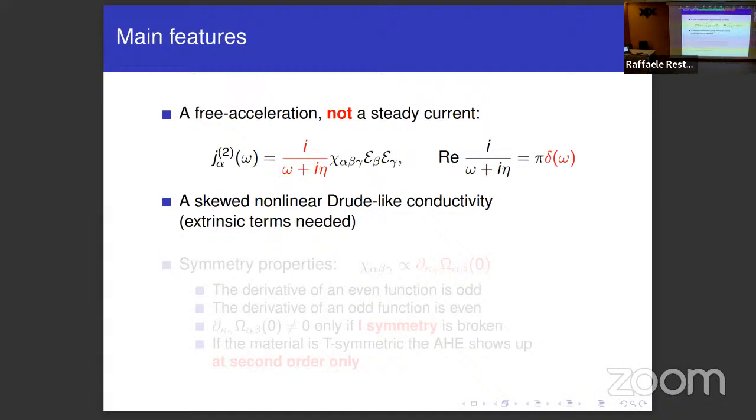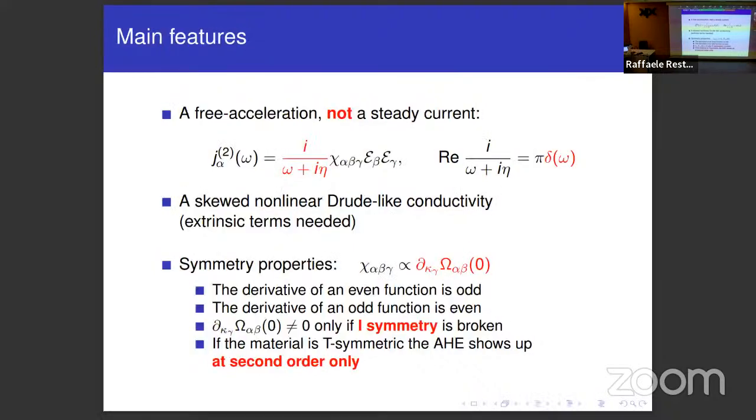The symmetry properties are very important. Remember that omega was, in time reversal symmetry, omega was odd, and in inversion symmetry was even. But when you take the derivative, the properties are swapped, because the derivative of an even function is odd, the derivative of an odd function is even. So in order to have this non-zero, you need to have inversion symmetry broken, not time reversal symmetry broken. And as I said at the beginning, the exciting feature is that if the material is time reversal symmetric, there is no linear anomalous effect. All of the anomalous effect can only be quadratic. So it is not masked by a linear effect, of course. The quadratic effect is not masked by a linear one.